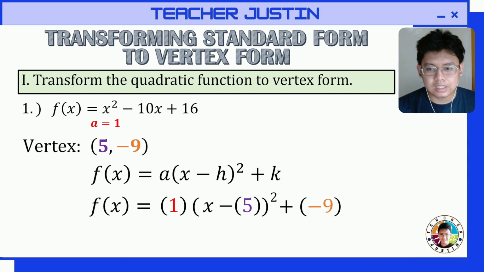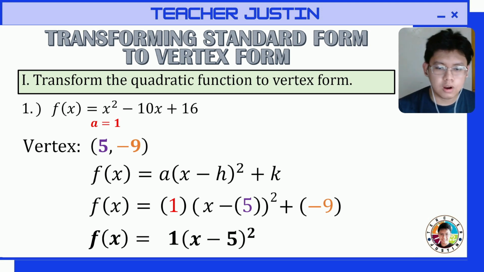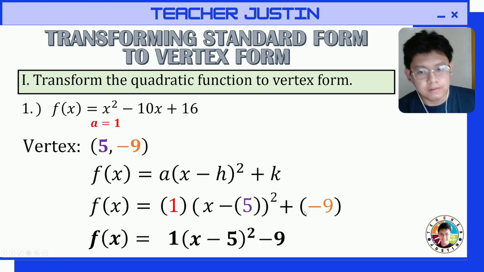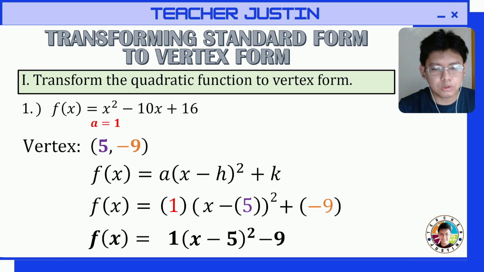Then, let's simplify our operation. So we have f of x is equal to 1 times the square of x minus 5. Tapos, positive times negative will be negative 9. So we will have our final answer which is f of x is equal to 1 times the squared quantity of x minus 5 minus 9. And that's it. Tada! Alright.